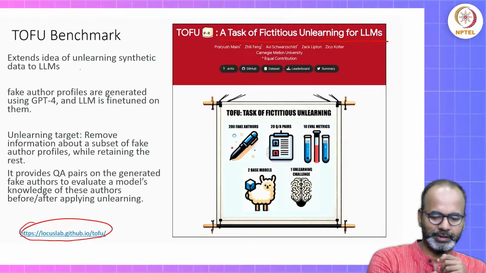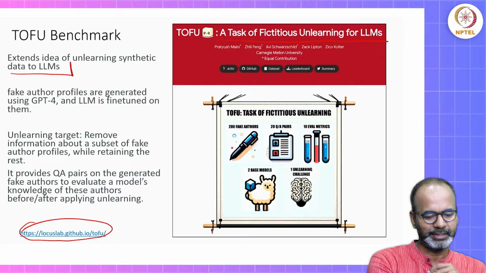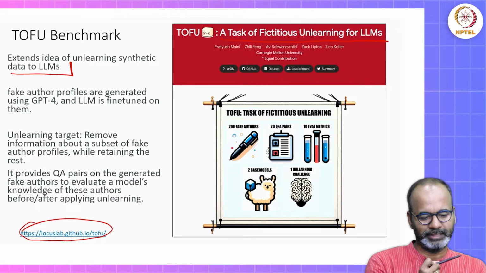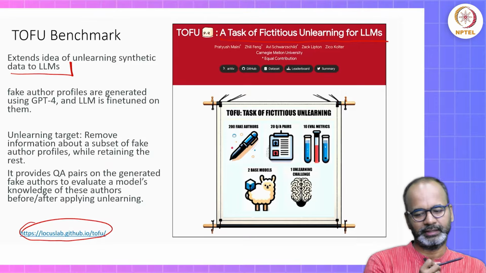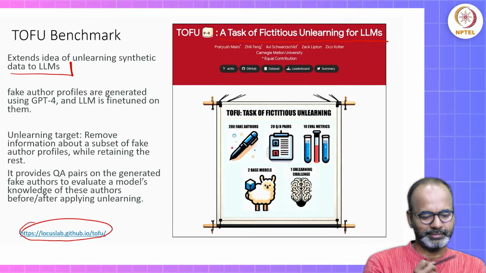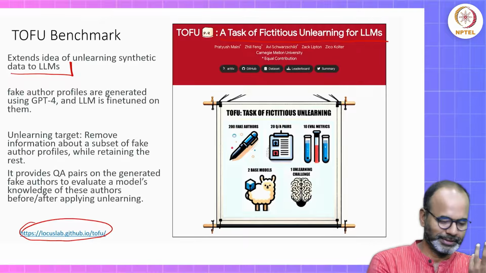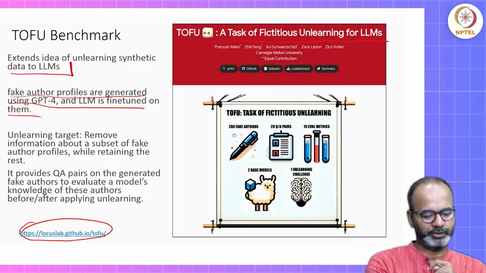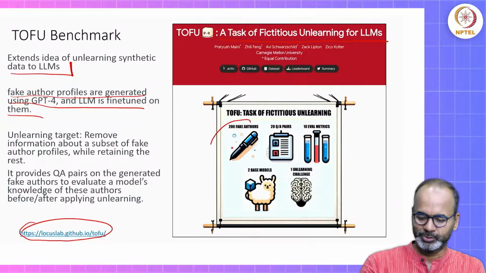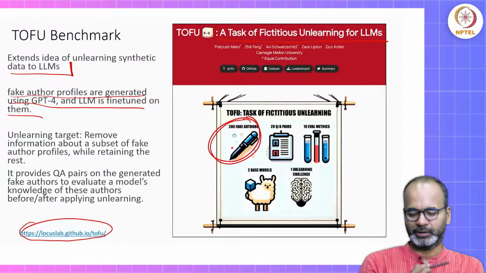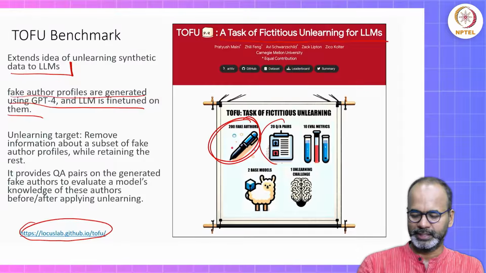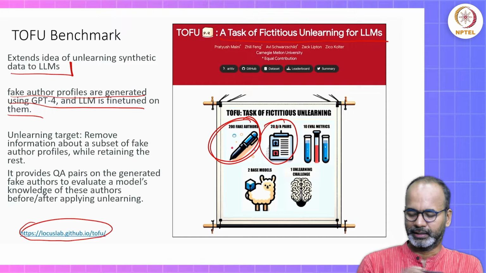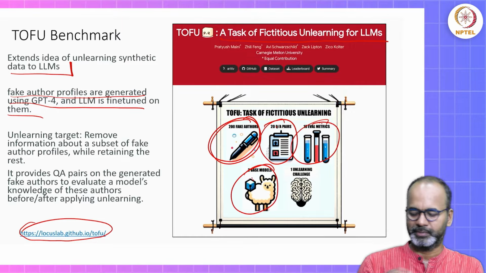It extends the idea of unlearning synthetic data to LLMs, looking at unlearning methods on the LLMs here. That's the goal of this class also in some large sense. Fake author profiles are generated using GPT-4 and the LLM is fine-tuned on them. So if you look at this, 200 fake profiles of authors are created, 20 question answer pairs are there for each, some evaluation metrics are kept, and 2 base models are in the benchmark.